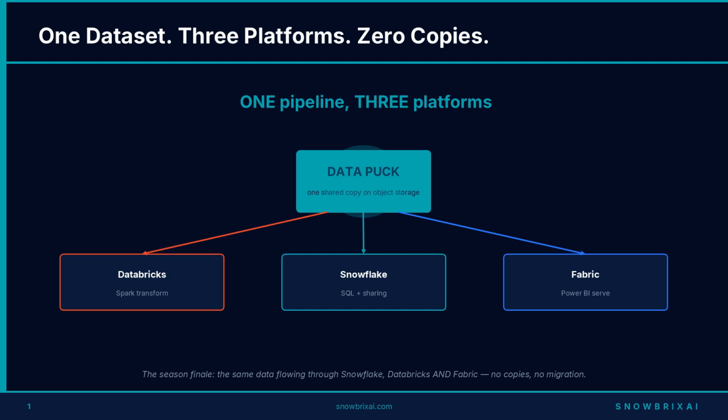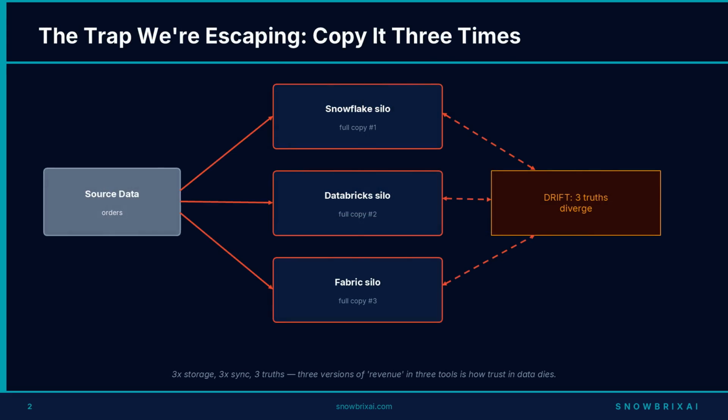This is the season finale. Let me show you how the whole thing fits together. Take a look at the trap most teams fall into. The default reflex is simple. Load the same orders data into Snowflake, then into Databricks, then into Fabric.